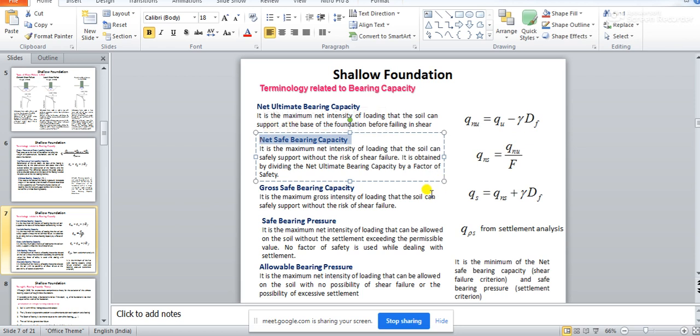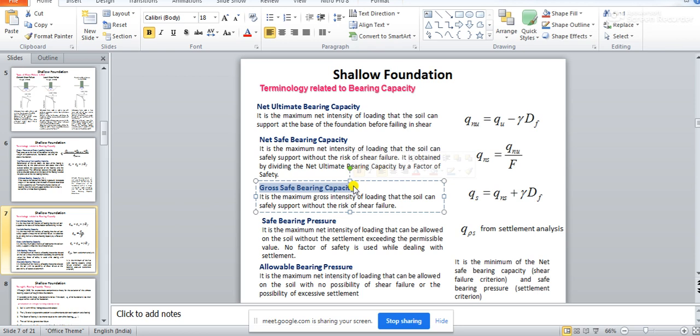Now, going forward, there is another term we need to understand, that is gross safe bearing capacity. Now, what is gross safe bearing capacity? Gross safe bearing capacity is again a term which comes from the net safe bearing capacity. You see, every term is related, mathematically.